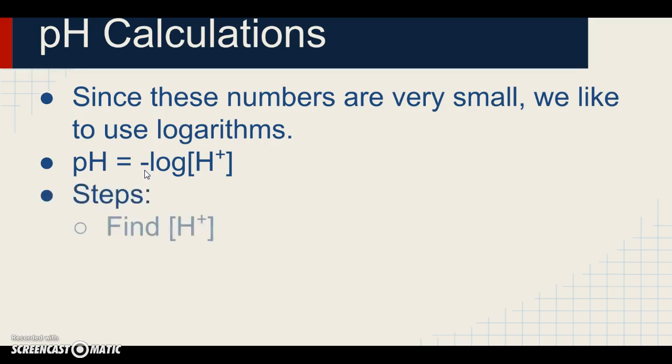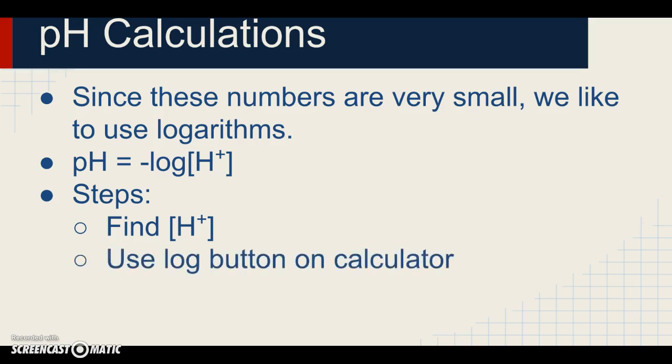So, again, the steps to that: find the concentration of the hydrogen ions, use the log button on the calculator, and then make it positive. That's what this little piece is going to do here. Because if you go ahead and punch into your calculator right now, 1 times 10 to the negative 14th, you're going to come up with a negative, and we're not going to use negatives on our pH scale.